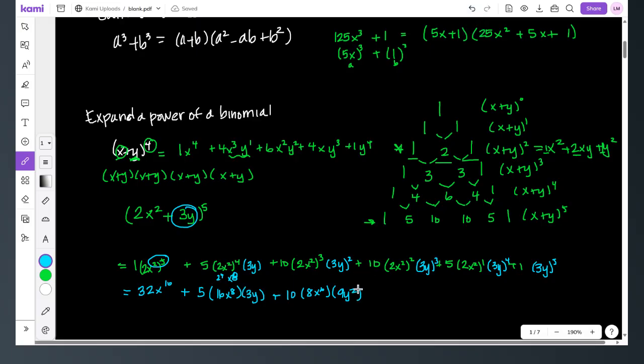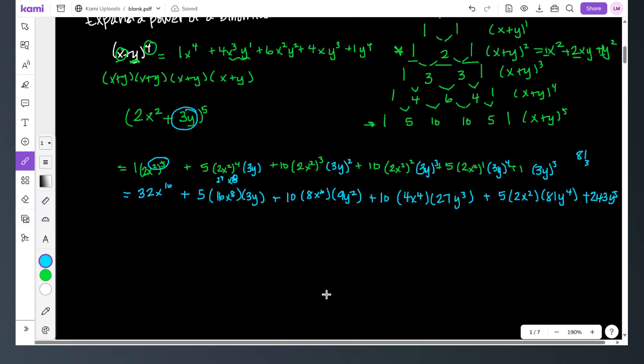3y times 3y would be 9y squared, plus 10 times 4x to the 4th, times 27y to the 3rd, plus 5 times 2x squared times 81y to the 4th, so it's 3y to the 4th, plus 3 to the 5th, so it'd be 81 times 3, so 243 y to the 5th. All right, so we have a few things to clean up, but that's way faster. I know that doesn't seem super fast, but it's way faster than multiplying all those out 5 times.